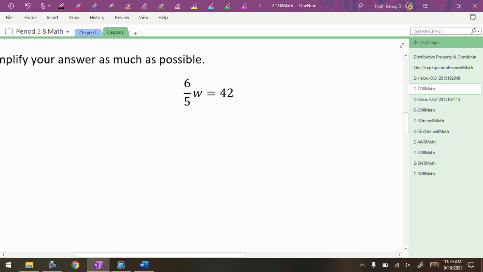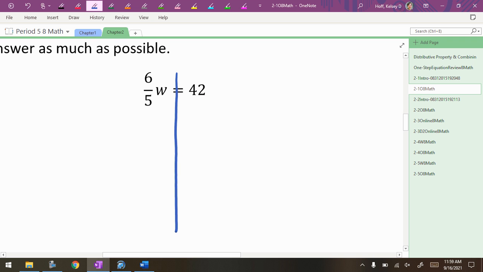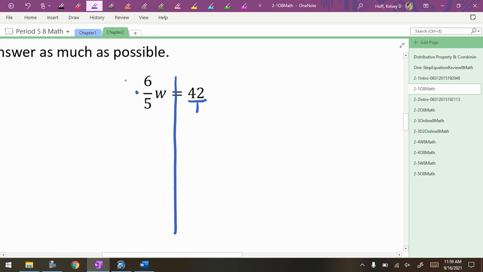Let's go to the next one. 6/5 W equals 42. Pick up. So first you turn 42 into a fraction, everything but 1 under it. Okay. And then put the reciprocal of 6/5 over to the side, and then you cross simplify for 42 and 6. Okay, hold on. What is the reciprocal of 6/5? 5/6. Okay, so we multiply by 5/6 on both sides. Okay.